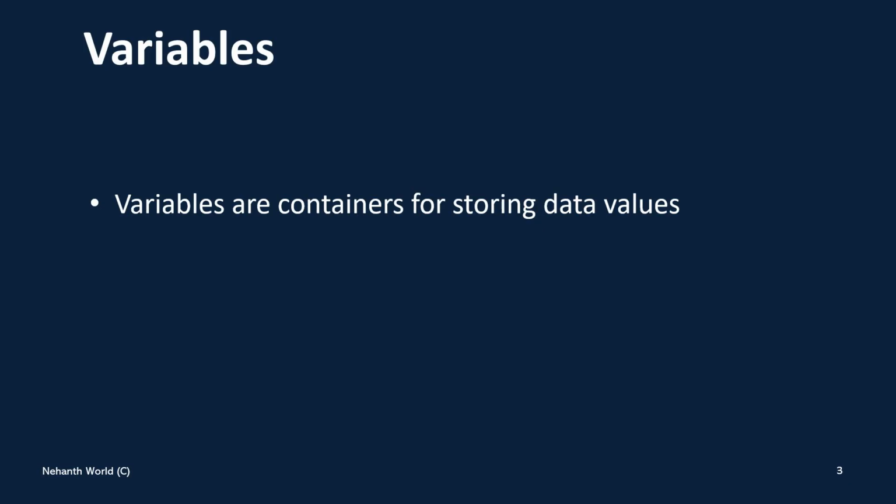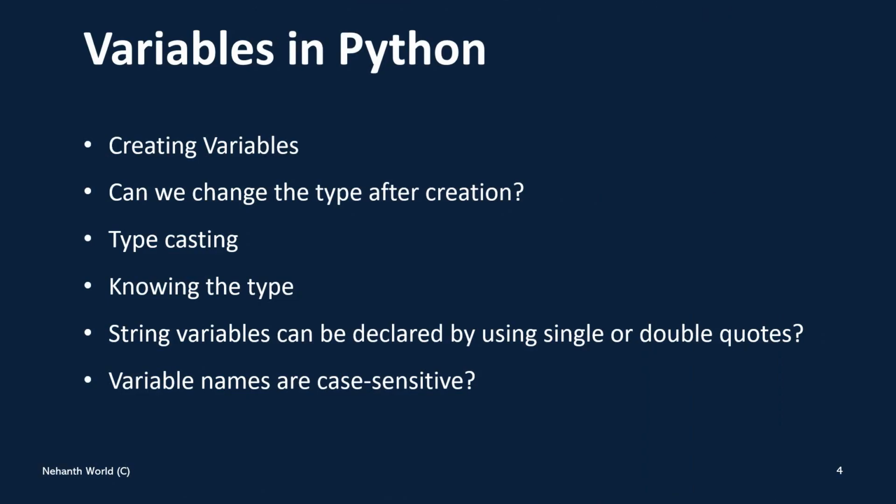When we are executing a few operations in our program, we get data. We store that data in a container and use that container in all the operations, mathematical or logical, any operations. We call those containers variables. Let us see how we can declare variables in Python. These are the topics we are going to discuss in this video. Let us look at creating variables first in Python.